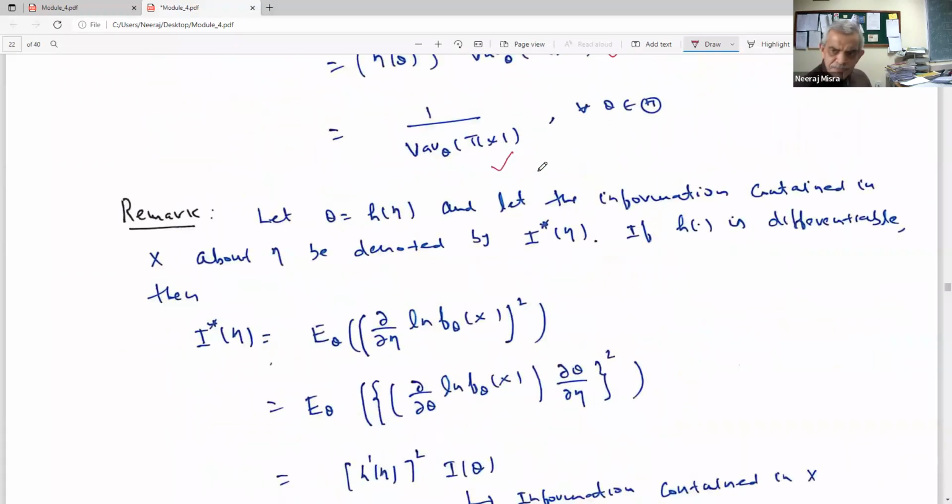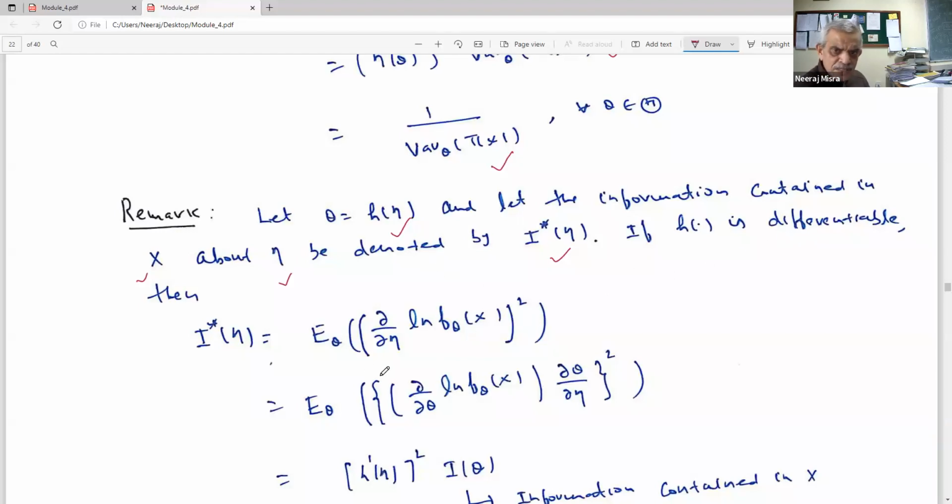Now let theta be a function of some other parameter eta, and let the information contained in the sample about eta be denoted by I star eta. So I try to see a relation between I theta and I star eta. I theta is the information in X contained about theta. I star eta is the information in X contained about this eta.